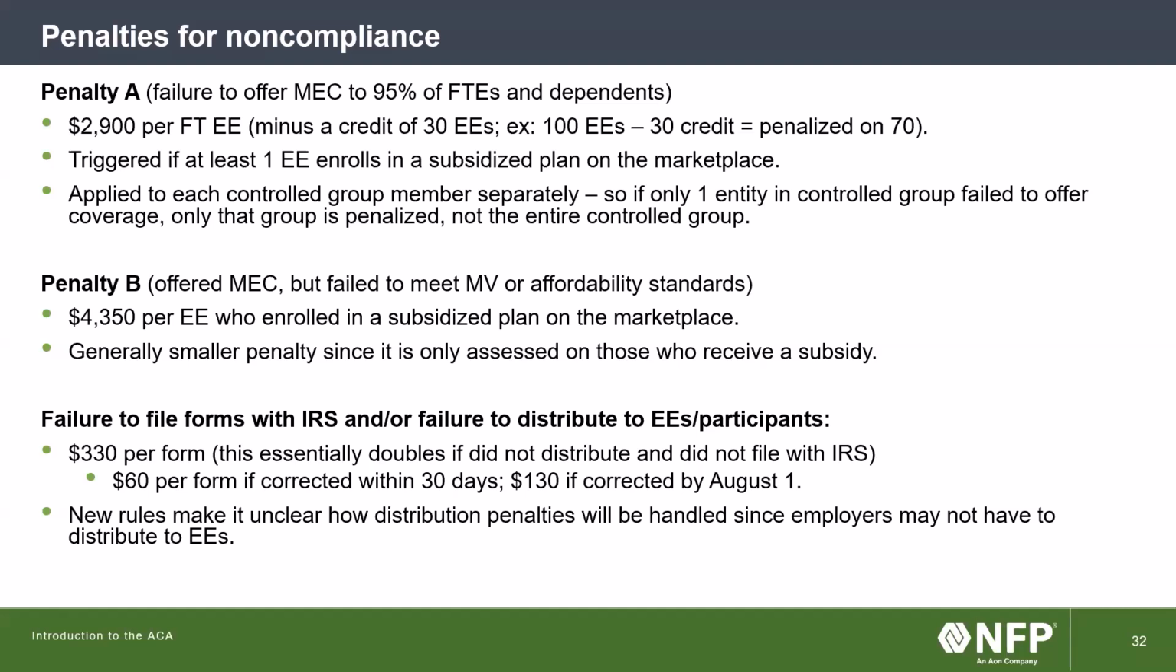The next penalty that could happen is the penalty B. This is where an employer offered minimum essential coverage to 95% or more of its employees, but either that coverage did not meet minimum value standards or it did not meet affordability standards. Now this penalty looks a little bigger, so $43.50. However, instead of being assessed on your entire headcount, it's only assessed based on the number of employees who enrolled in a subsidized plan. So if you had 2 employees for whom coverage was not affordable and they enrolled in a subsidized plan, you would be assessed a penalty of $43.50 for each of those 2 employees. So a much smaller penalty than the penalty A, because it's just based on the number of employees who got a subsidy.